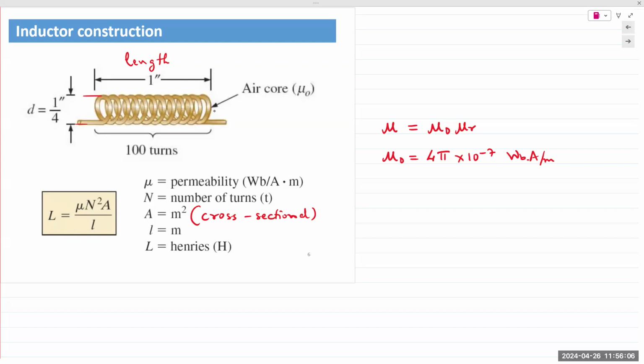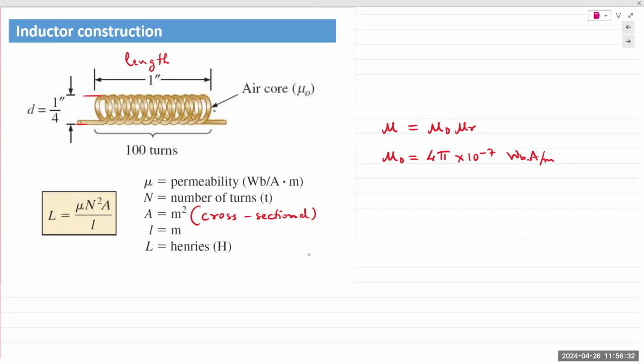Okay, but actual permeability mu in the equation is mu zero times mu r. Mu zero is absolute permeability. Mu r is a material property, meaning it depends on the material that you use. And the r stands for relative.